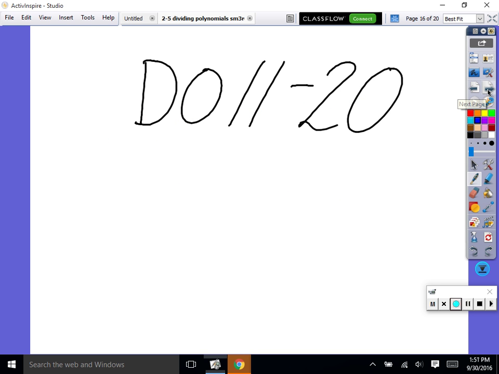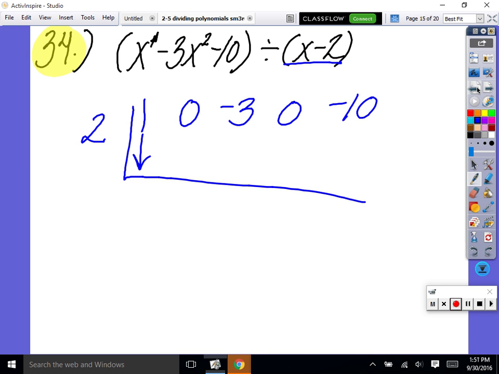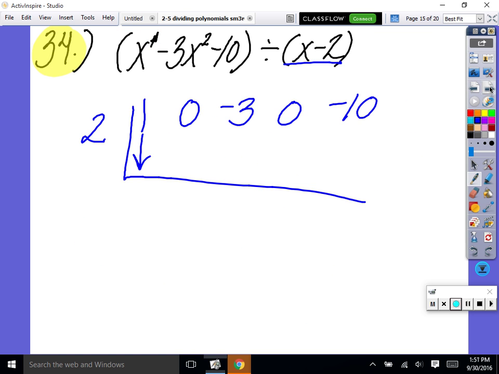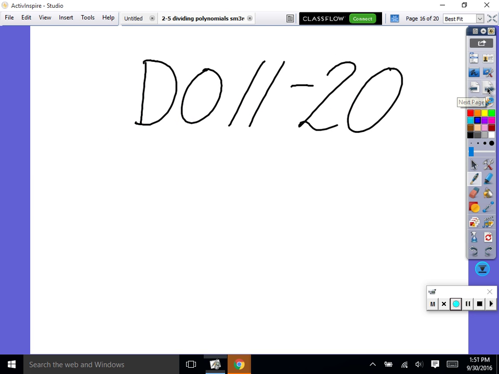Okay, do 11 through 20, synthetic division. Don't say, I just like long division, I'm not going to learn synthetic. You have to learn synthetic. And on an ACT, if you were given a problem like this, you would want to do synthetic division because it's way quicker, and time is money on the ACT. And we're going to use synthetic most of the time.